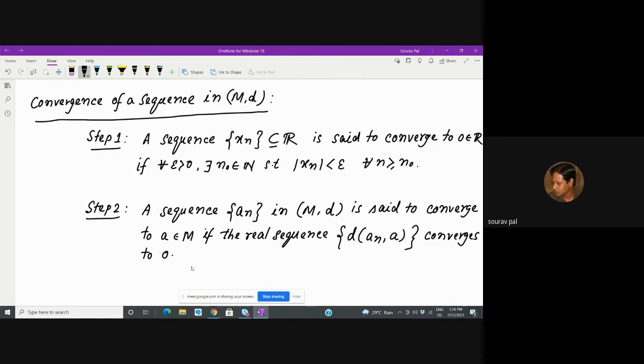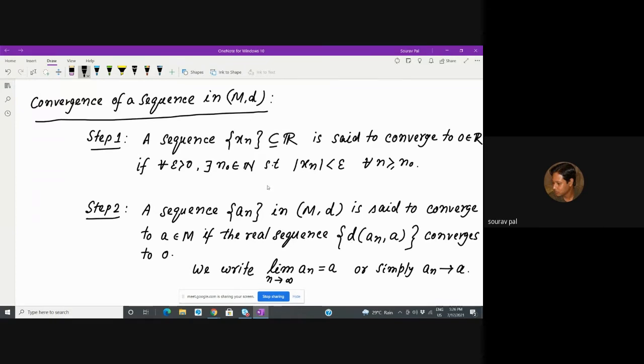And in this case, we use this notation, limit a_n equals a, or simply we use this notation also, a_n converges to a.